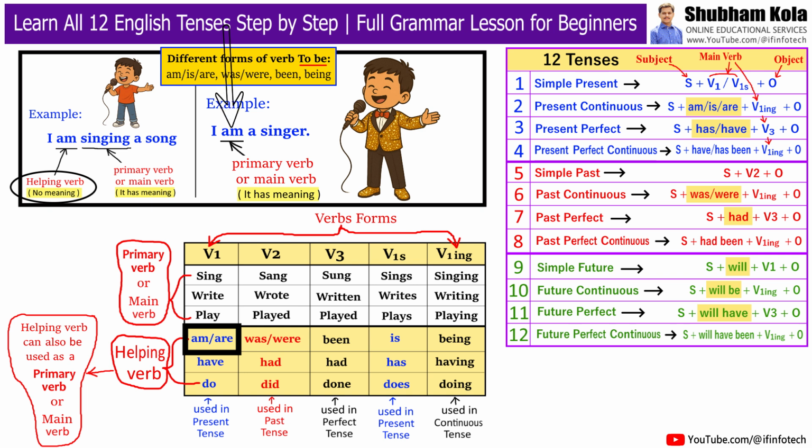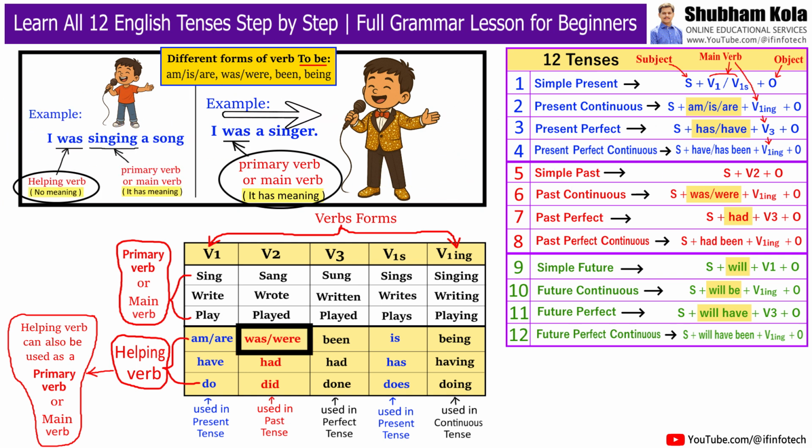I am singer. Here am is not helping anything. It is the main verb. It means I exist as a singer. I am tells us who I am or what I am. So now am has a clear meaning. It shows existence.